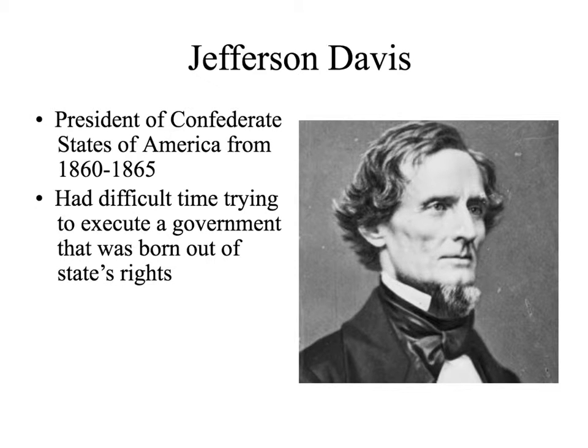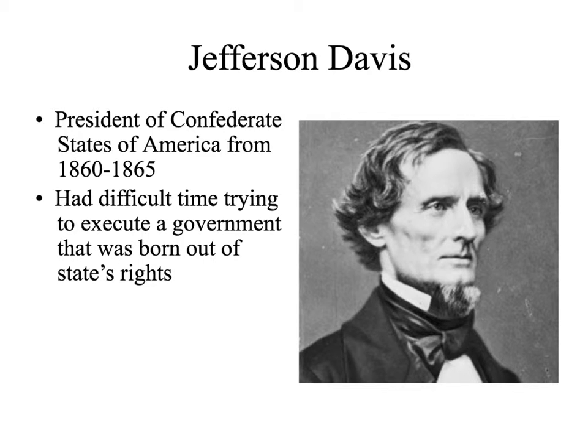Jefferson Davis of Mississippi is actually going to be elected the president. The first capital of the Confederate States of America will be held in Montgomery, Alabama. Later, when Virginia secedes, it will be in Richmond, Virginia. So here he is, President of the Confederate States of America from 1860 to 1865, Jefferson Davis.